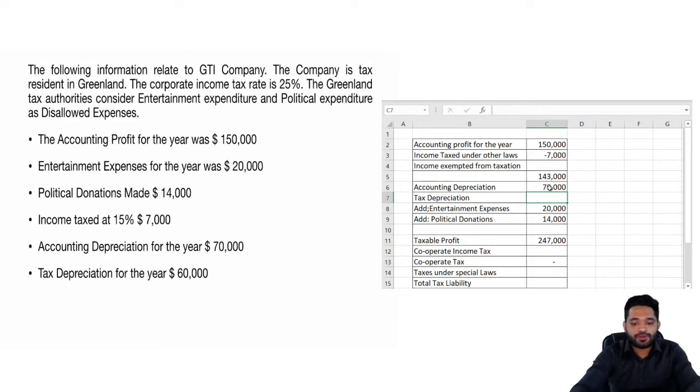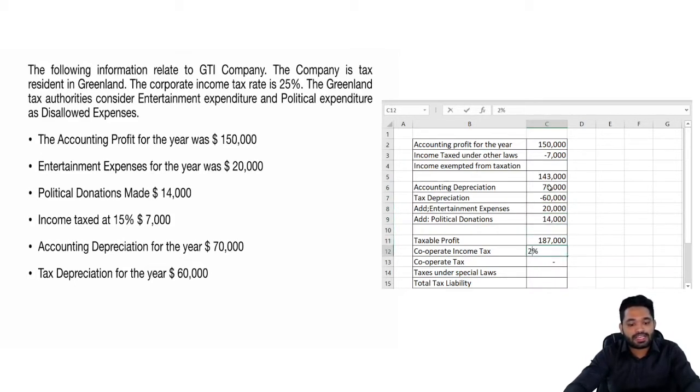Then we would remove the tax depreciation. This is the depreciation the tax authorities provide us, which is normally referred to as the capital allowance. So the tax depreciation is going to be 60,000. Right. So with this, we will have a taxable profit of 187,000.